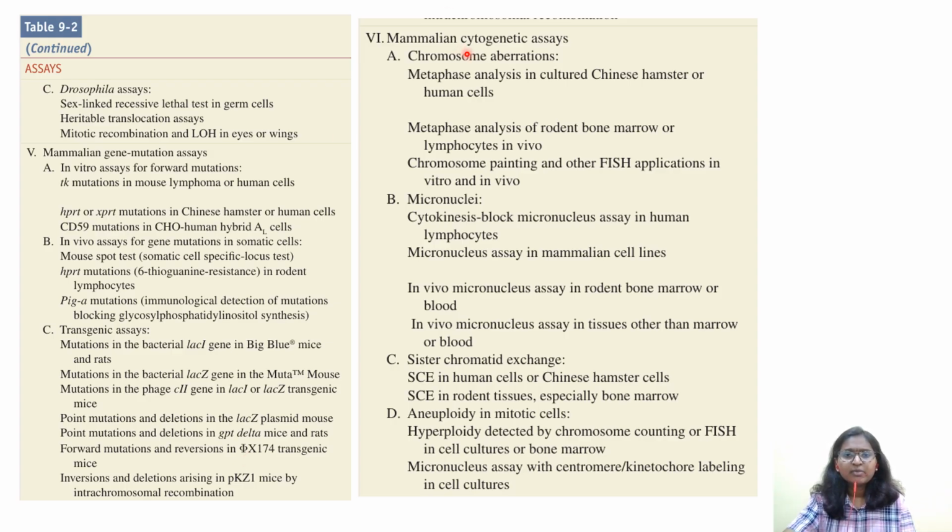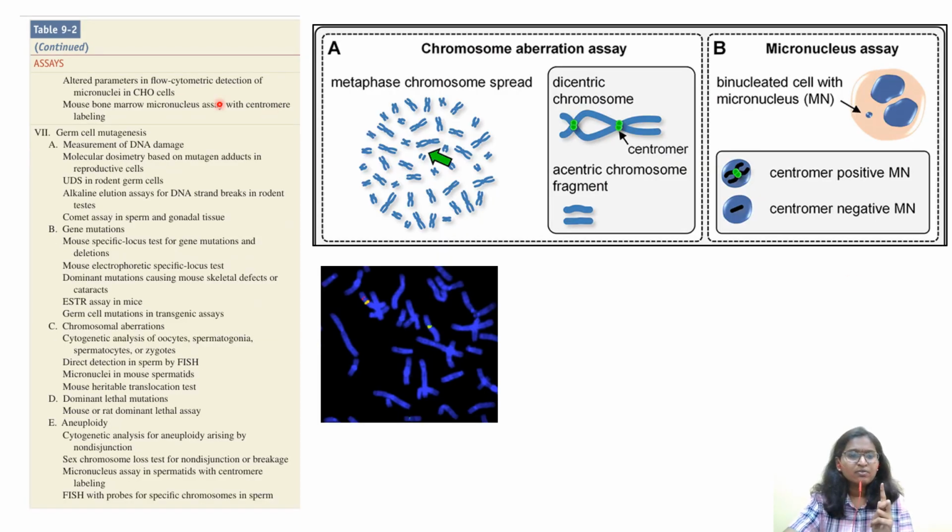Coming to mammalian cytogenetic assays, the important thing is chromosome aberration. Read about chromosome aberration; there is a specific OECD guideline for it. Definitely we'll try to make separate videos on chromosome aberration, the micronucleus assay, as well as the Ames assay. In this video we are only listing out what is given in table 9.2. Micronucleus is also important. Then sister chromatid exchange, aneuploidy in mitotic cells. Then next we have other assays.